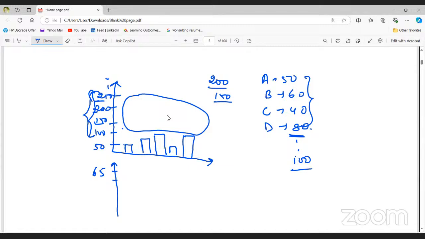Zoha, do you have any doubt? Yes, ma'am. I have a doubt in activity 3.1, question 11.